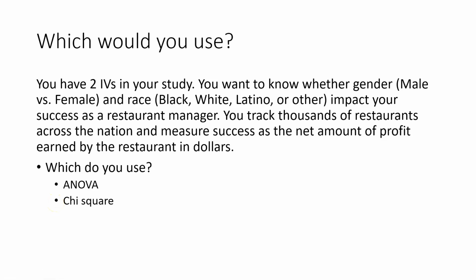Hopefully you recognize in this situation that you should use an ANOVA, and the reason why is because the dependent variable that you're measuring is the net amount of profit earned by the restaurant in dollars. This is not a percentage. You can compute the average number of dollars that restaurants are earning, and that would allow you to use an ANOVA. This specifically would be a 2x4 ANOVA, and that's a factorial ANOVA.